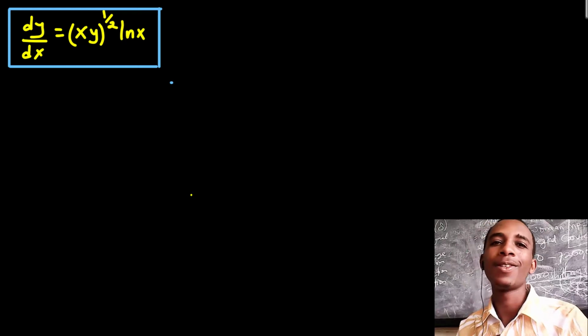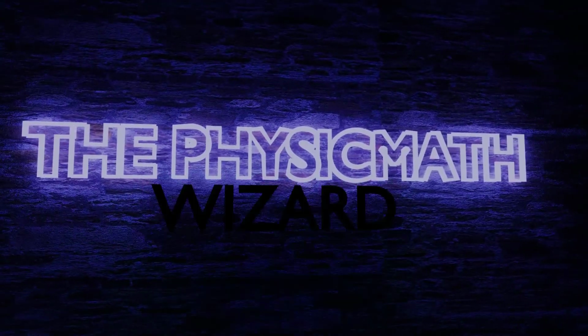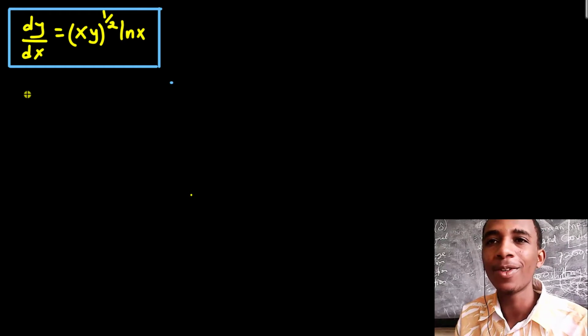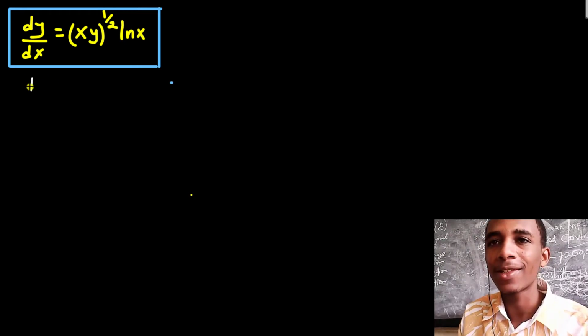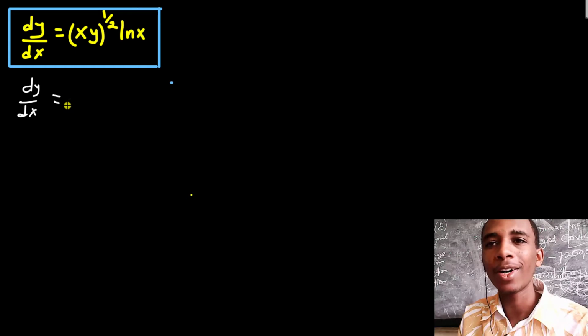Alright, let's find the solution to this first order nonlinear differential equation. So the first thing I'm going to do here is to separate variables. So I will write this as dy over dx equals x y to the power half. I just write that as square root of x times y times the natural log of x.